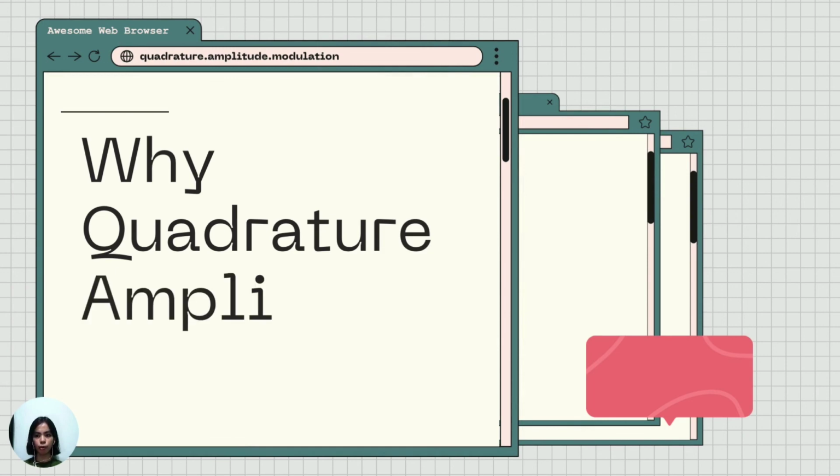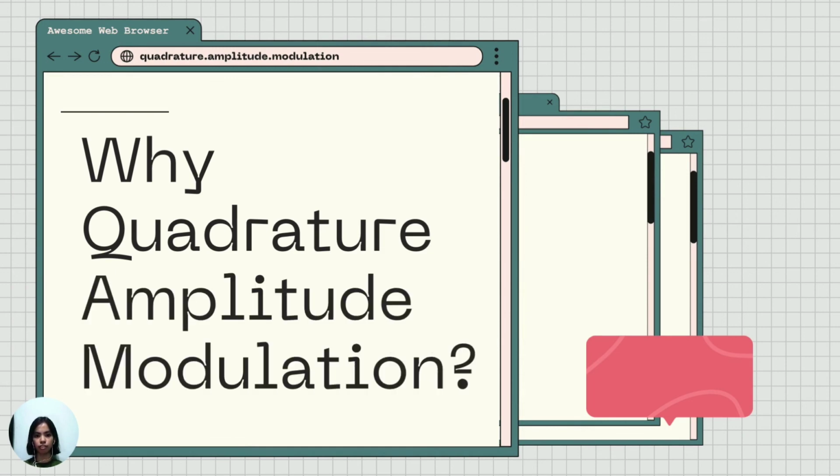Why should we use quadrature amplitude modulation? It supports high data rates since it can carry a higher number of bits. It has high noise immunity, resulting in less noise interference during data transmission. Lastly, it has a low probability of error.